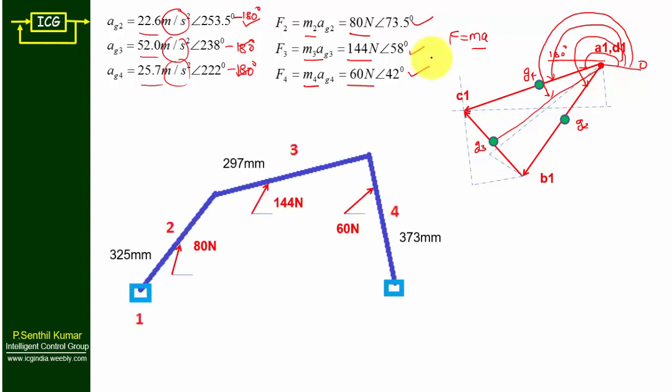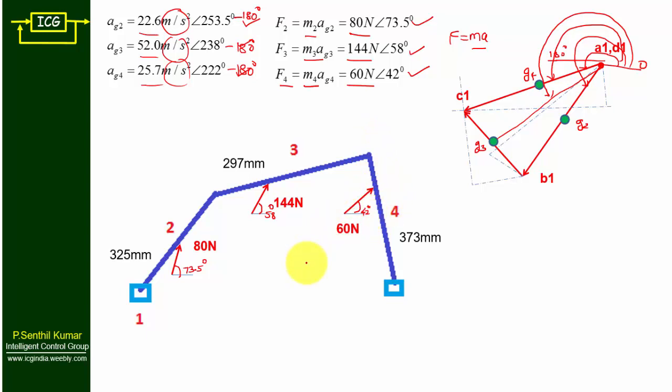Let me mark all this on this diagram. This is F2, 80 Newton acting at an angle of 73.5 degree. Then the second one, 144 Newton acting at an angle of 58 degree. F4, 60 Newton acting at an angle of 42 degree.